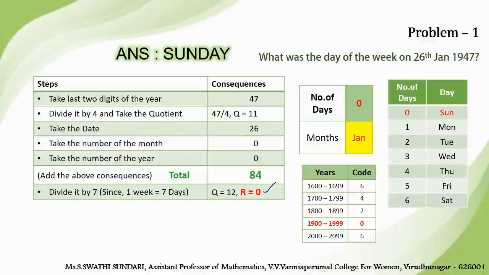So in this question, what do you need to know? The first 5 steps: first we take the last 2 digits of the given year, then divide it by 4 and get the quotient, and we take the date. Next we take the number of the month and the number of the year, and once you get all these, sum them up, then divide by 7 and get the remainder, and find the day corresponding to that remainder. So you can directly write it down. Initially it would be really tough, but once you understand these tricks, you can easily find the correct answers.